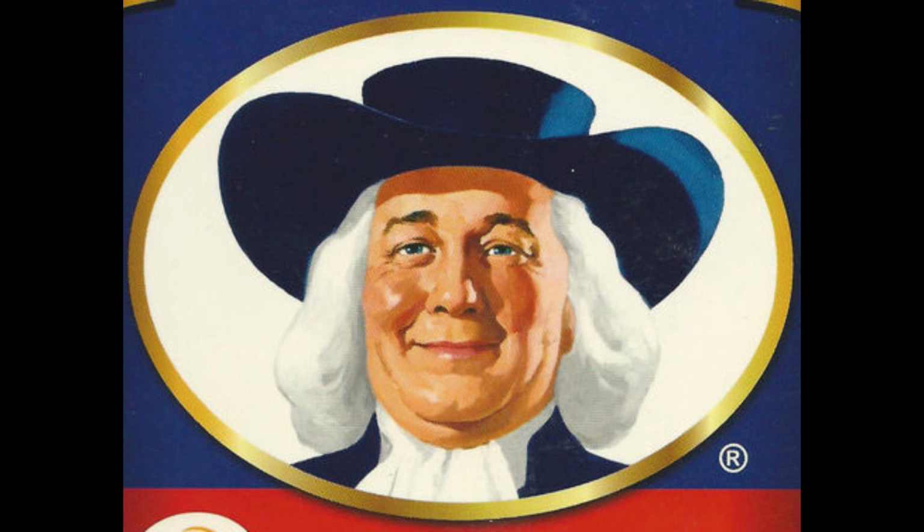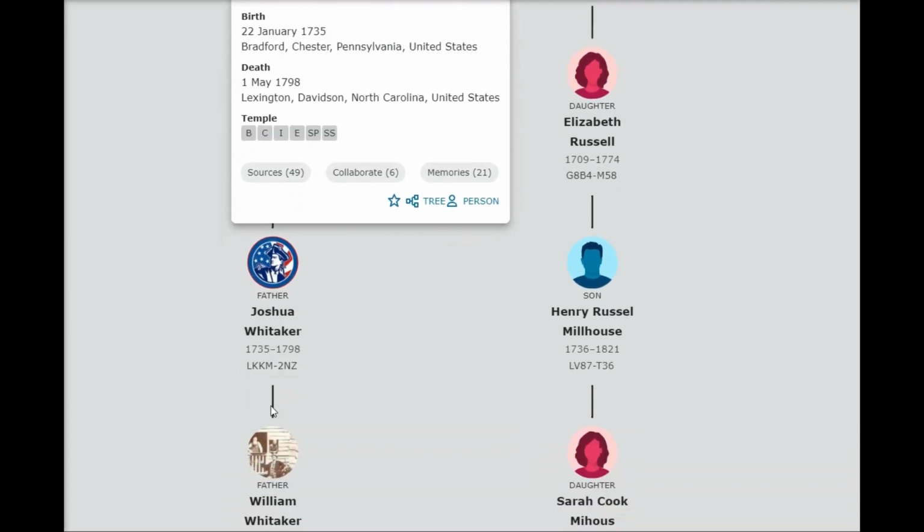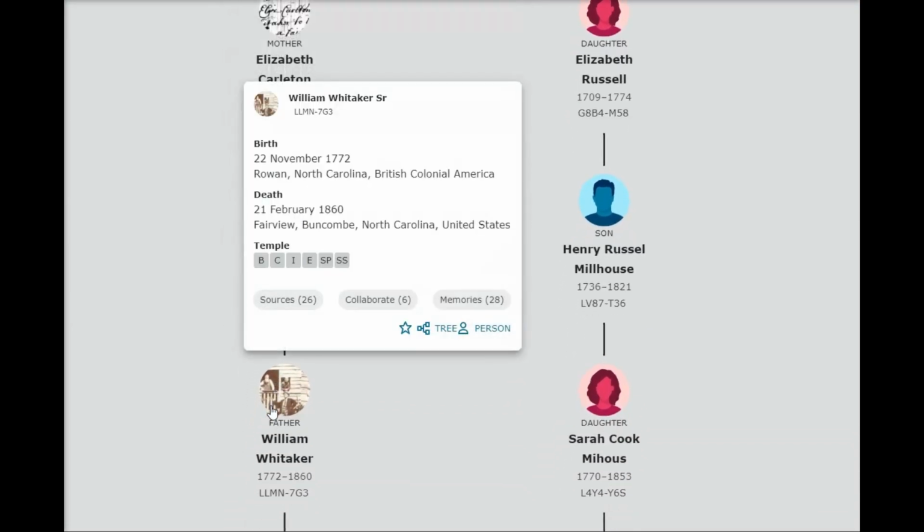So with permission from the Quaker Church to move to another community, they moved to North Carolina, and then they didn't show their moving certificate to any of the Quakers in North Carolina, essentially ghosting them and leaving the Quaker Church. Joshua's son William was born in North Carolina and died there in the year 1860.